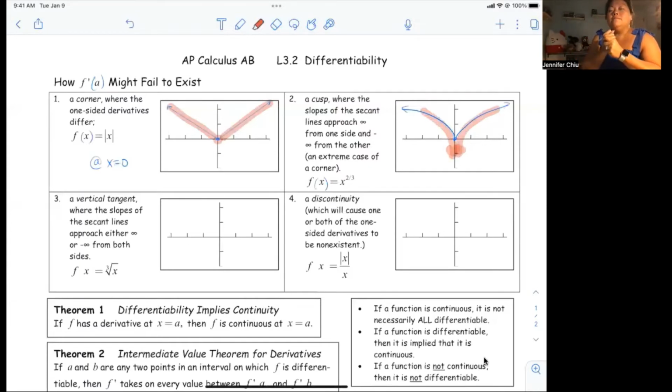A lot of times, tests and quizzes will use these two very interchangeably. So a cusp and a corner, they don't really distinguish the difference between those. As long as you have a sharp turn or a sharp change in your derivative, you can just go ahead and call it a cusp, and that's totally okay.